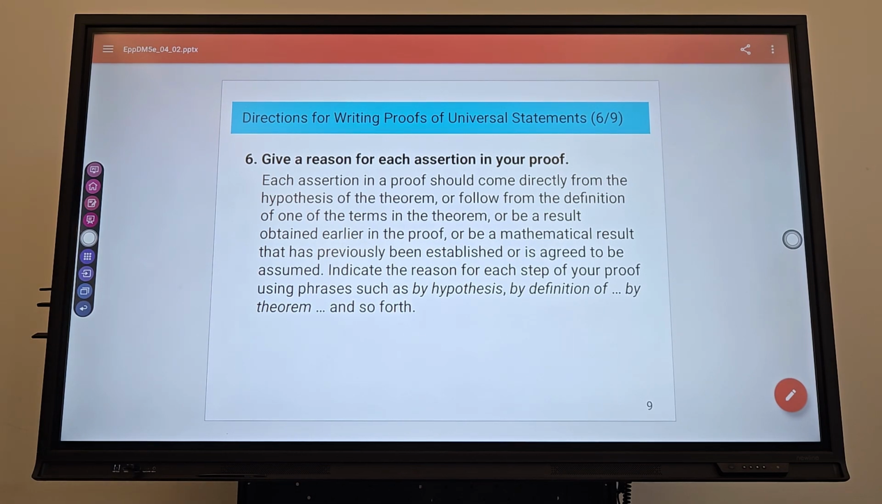Give a reason for each assertion in your proof. Each assertion in a proof should come directly from the hypothesis of the theorem or follow from the definition of one of the terms in the theorem, or be a result obtained earlier in the proof, or be a mathematical result that has previously been established or is agreed to be assumed. Indicate the reason for each step of your proof using phrases such as by hypothesis, by definition of, by theorem, that sort of thing.